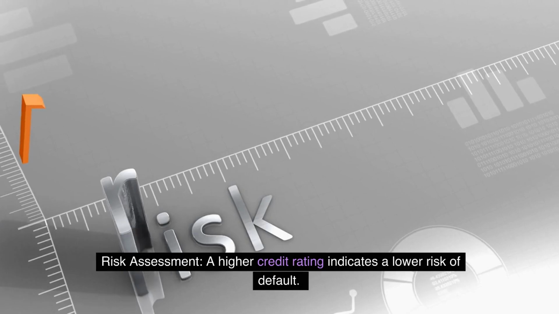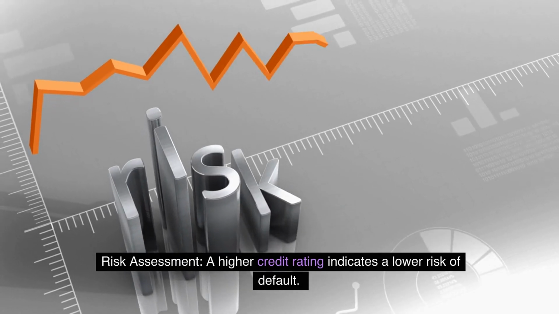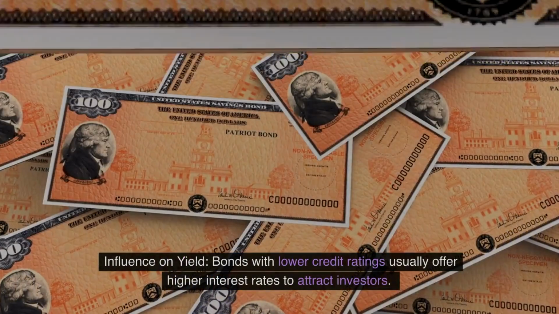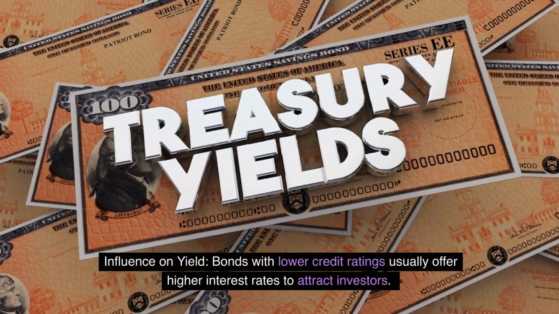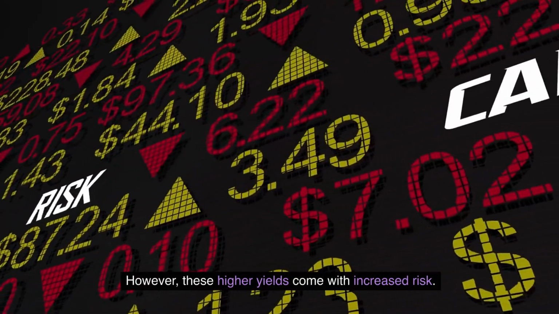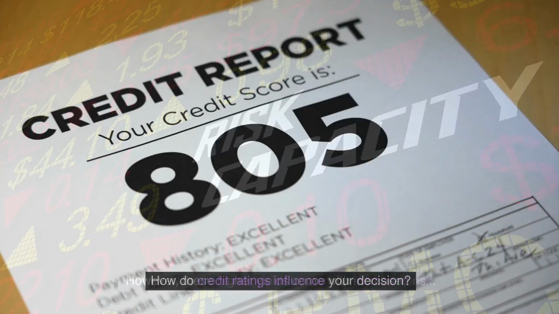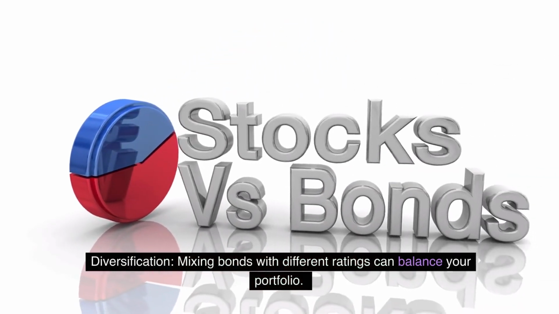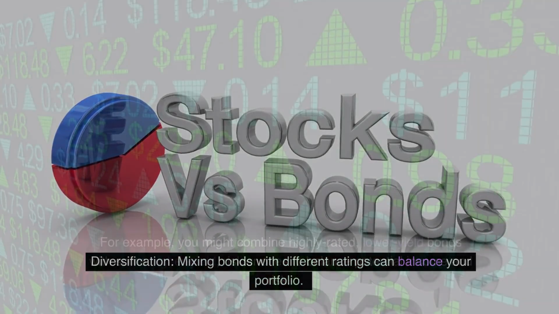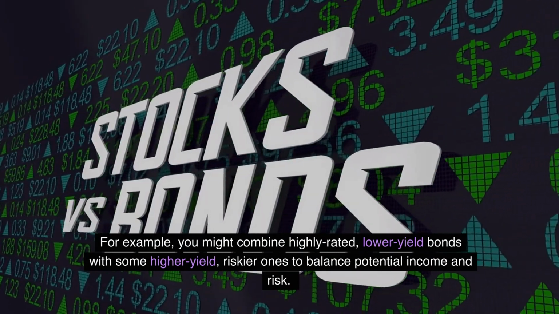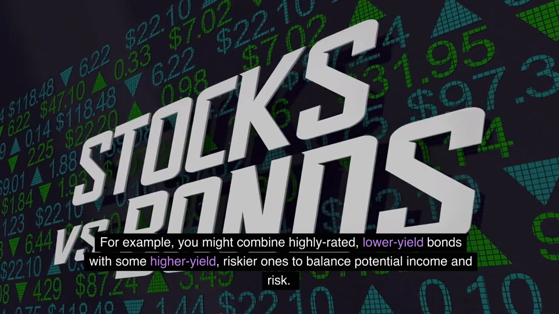Why are credit ratings important? Risk assessment. A higher credit rating indicates a lower risk of default. Bonds rated AAA are considered the safest, while those rated B or lower are riskier. Influence on yield. Bonds with lower credit ratings usually offer higher interest rates to attract investors. However, these higher yields come with increased risk. How do credit ratings influence your decision? Diversification. Mixing bonds with different ratings can balance your portfolio. For example, you might combine highly rated, lower-yield bonds with some higher-yield, riskier ones to balance potential income and risk.